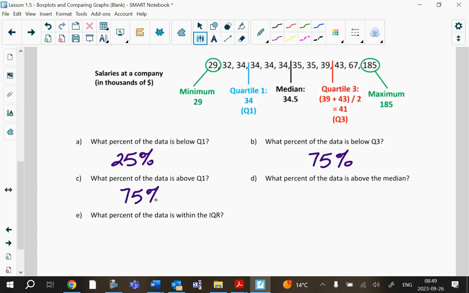What percent of the data is above the median? 50%. And what percent of the data is between the IQR, Q1 and Q3? 50. You should be familiar with that and it makes for a good multiple choice question.